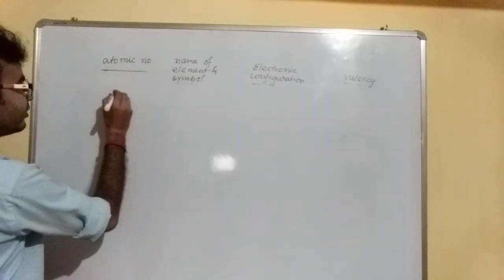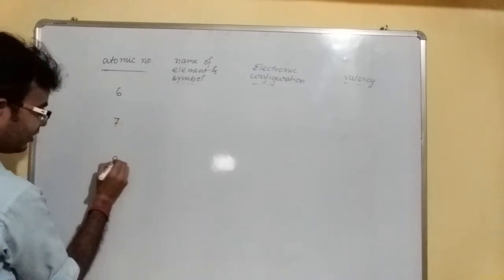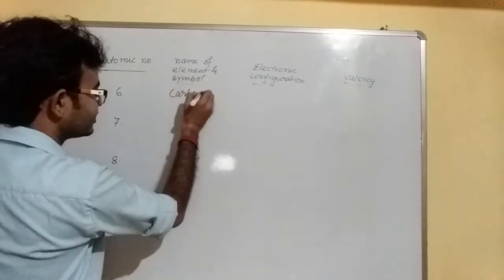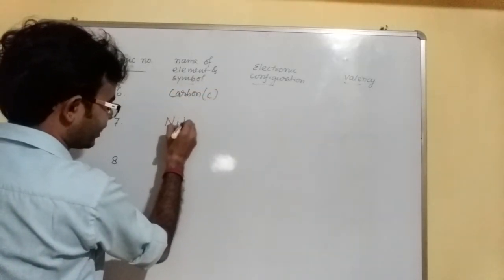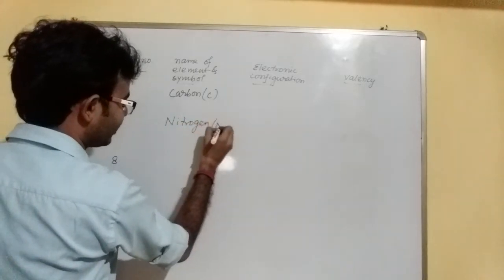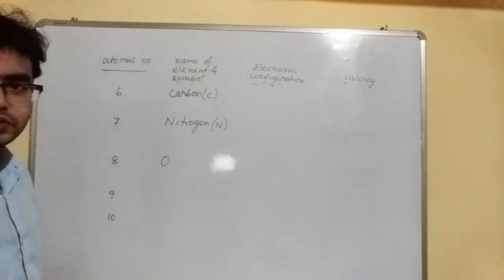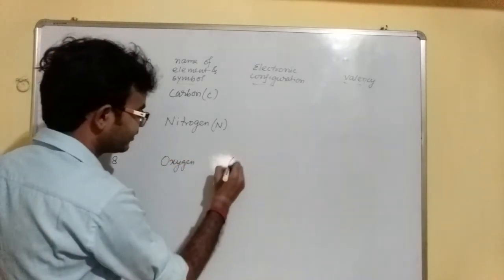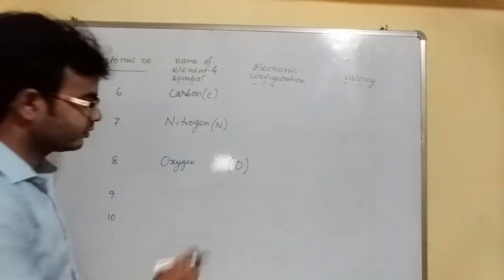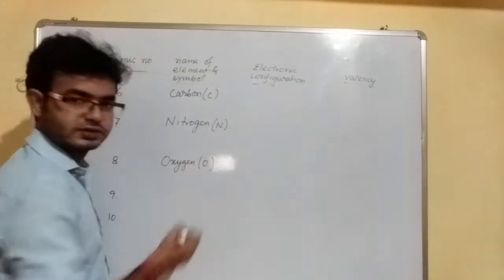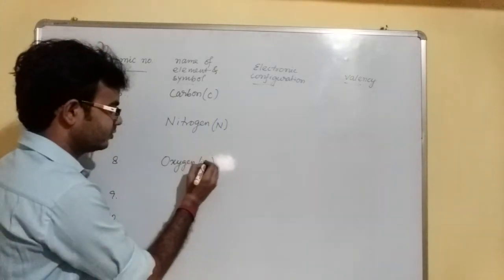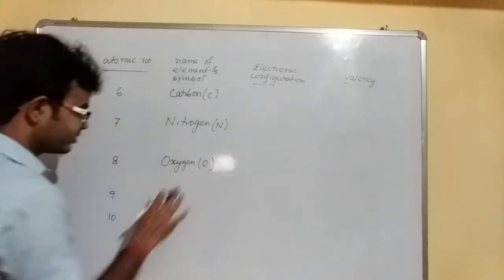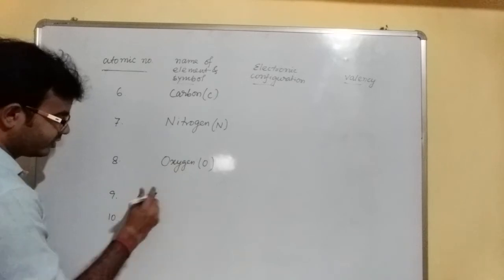Next, atomic numbers 6, 7, 8, 9, 10. 6 is carbon having symbol C. 7 is nitrogen having symbol N. 8 is oxygen, and the symbol is O. It is written O. O for oxygen. Don't think this one is 0. It is capital O that should be written.